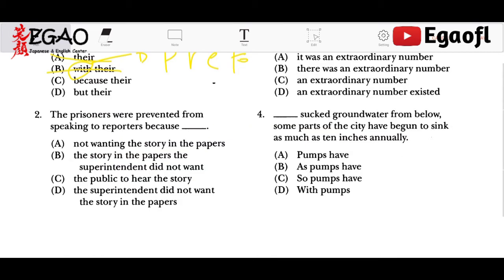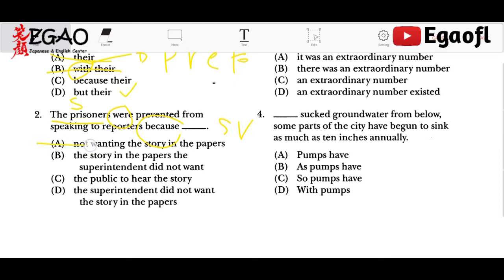Okay, and now let's take a look at number 2. The prisoners were prevented from speaking to the reporters because space. So there is a connector, because. "The prisoners" is a subject, "were" is a verb. So after "because," you have to put S and V again. So let's take a look at option A. "Not wanting the story in the paper." "Not wanting" is not a subject and verb.